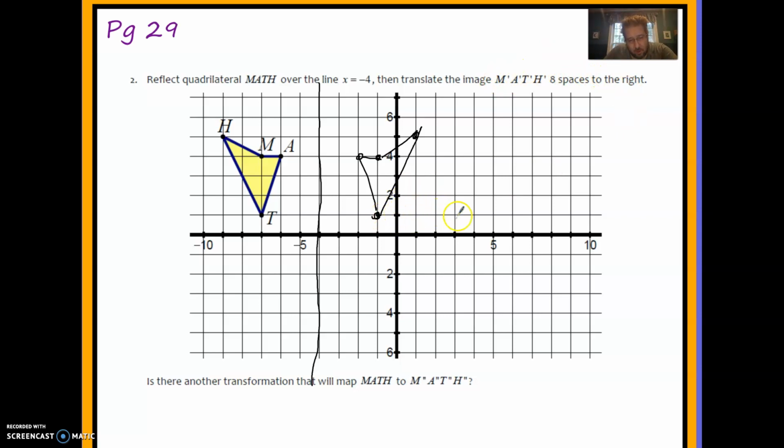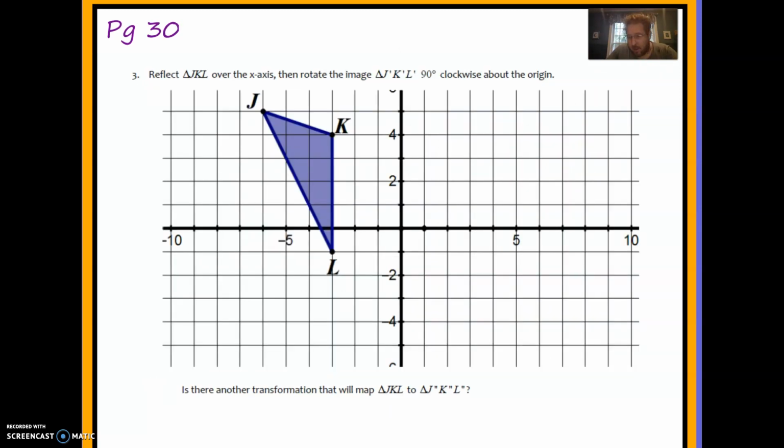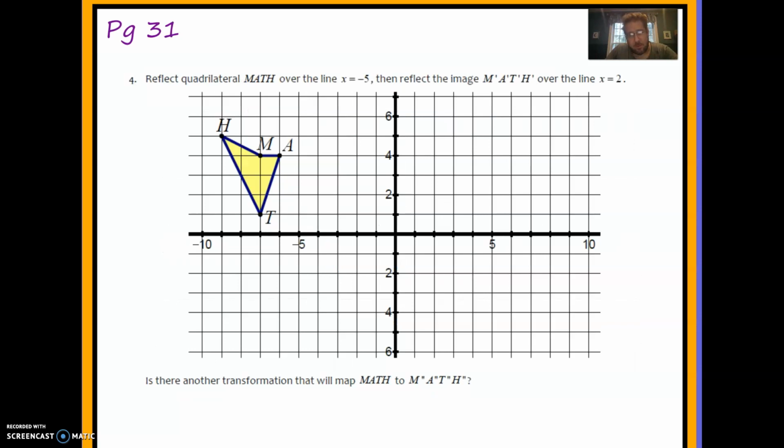So I'll go 1, 2, 3, 4, 5, 6, 7, 8. Now the question becomes, how could I map the pre-image onto this final image, right? Well, I notice that's 7 away from this line, and 7 away from that line. So it looks like I basically could have just reflected it over the y-axis, and that would have basically done the exact same thing, which would have moved it right here after it's moved 8 spaces to the right. And then we have a couple of rotations.